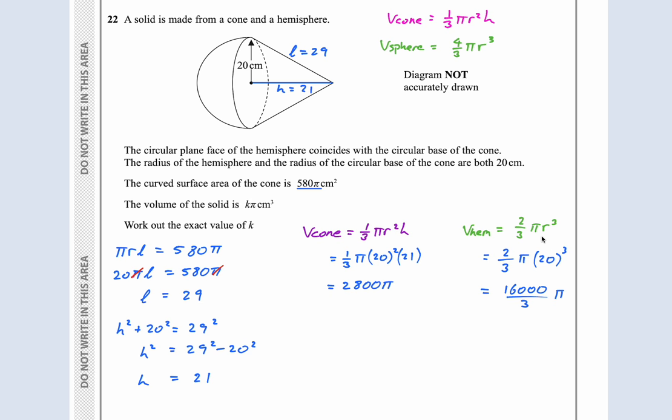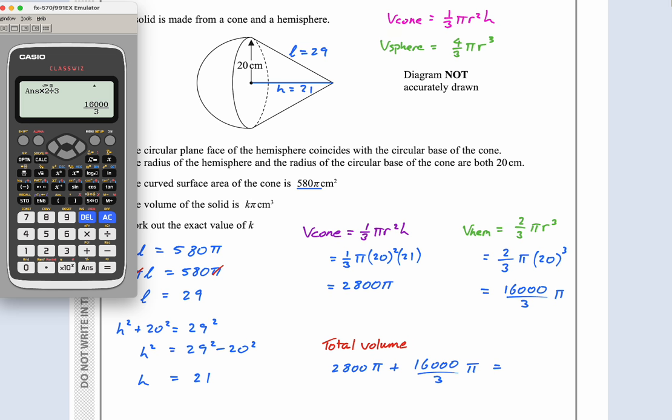So this means the total volume is this plus this: 2800 pi plus 16,000 over 3 pi. If you add it together, and you can do this with your calculator, this plus 2800 is equal to 24400 over 3.